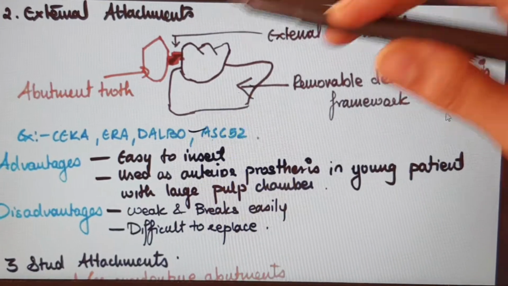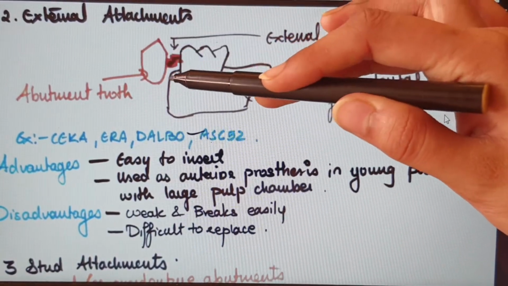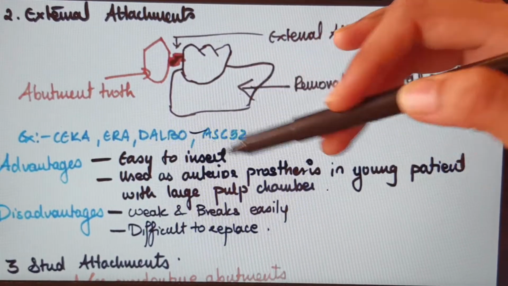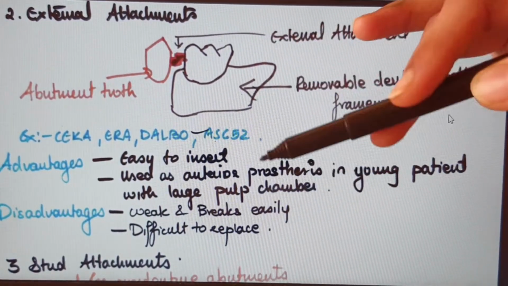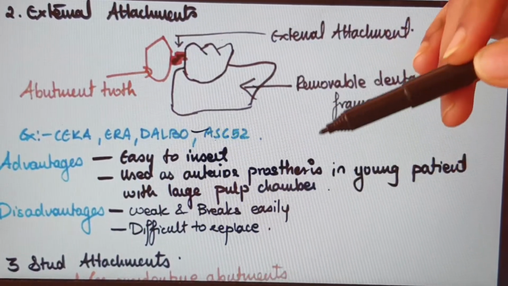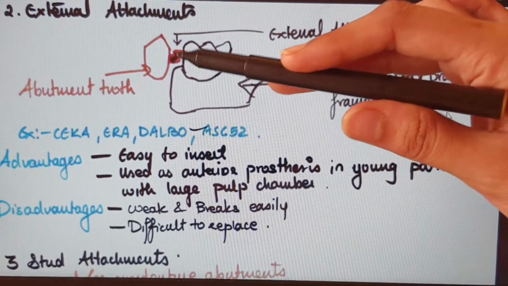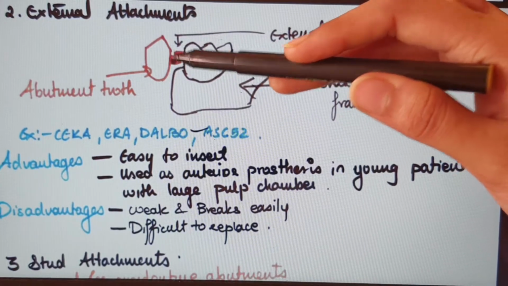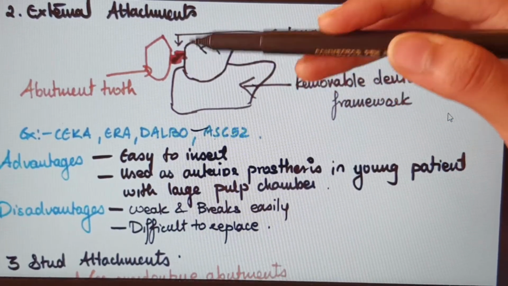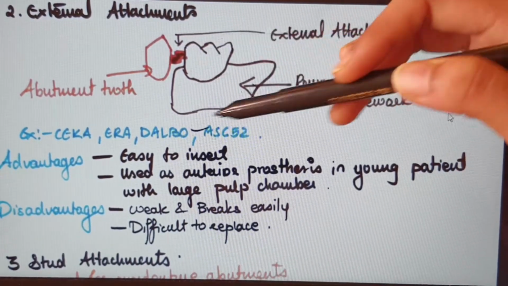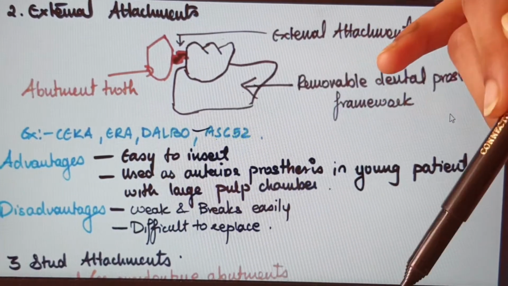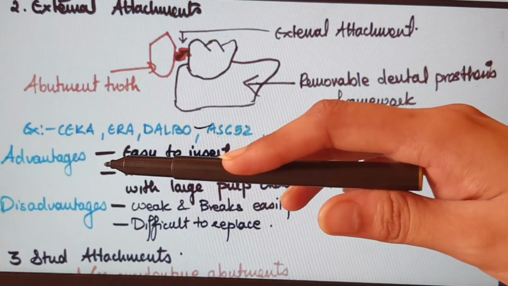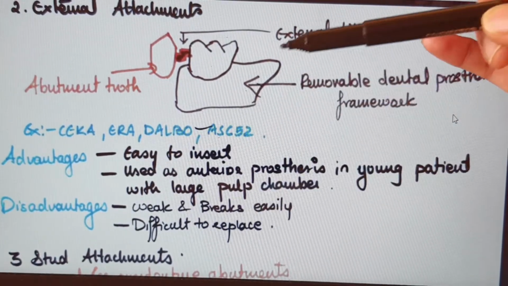Now next one, we'll go with the external attachment. Now the difference between internal and external attachment is that this key and keyway is present and it is visible in the oral cavity, whereas in internal attachment, as I showed you the diagram above, the key and keyway are present inside the abutment tooth. Okay, so in this diagram, this is the abutment and this is the denture which is processed. So this is your external attachment.